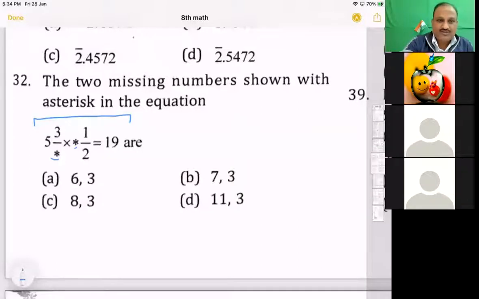Very good. I am giving you the poll to answer it. Question बड़ा simple सा है बच्चे.